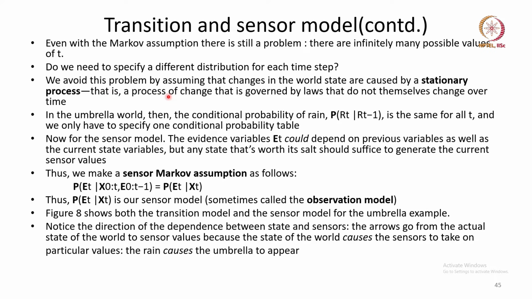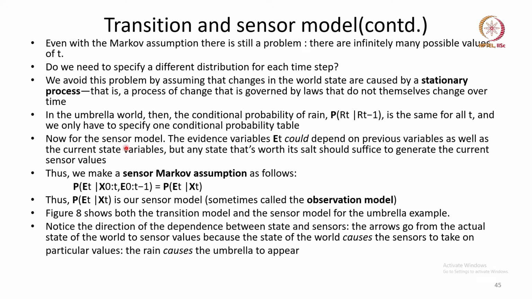Okay, so you are assuming that the conditional probability of rain, P of R_t given R_{t-1}, is the same for all t. Okay, so there is no change. So you are saying that it is a stationary process basically, and we only have to specify one conditional probability table. Okay, so the same conditional probability table can be used for all time slices, where we say probability of R_t given R_{t-1}.